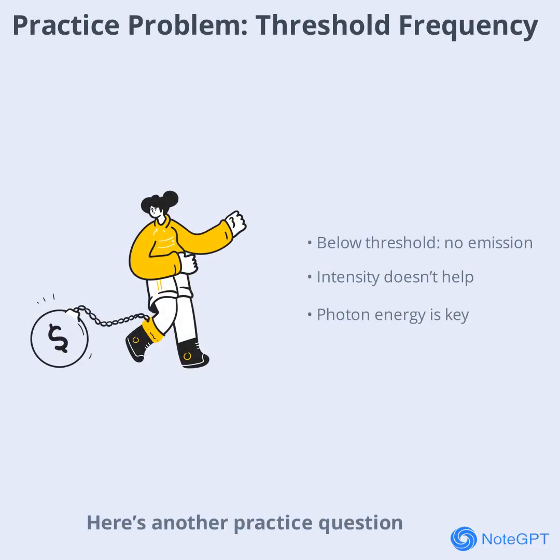Here's another practice question. If the frequency of incident light is below the threshold frequency, will increasing the intensity cause electrons to be emitted? The answer is no. No electrons will be emitted regardless of how intense the light is, because the energy of each photon is insufficient to overcome the work function of the metal.